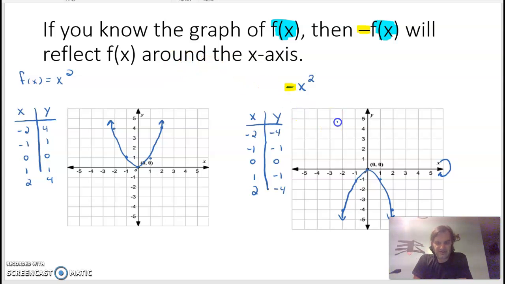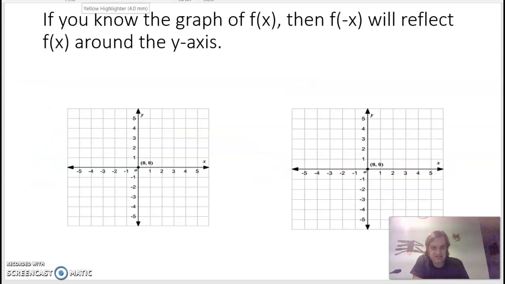So if you see one of our 5 functions, the square function, the square root, the cube root, or absolute value function with a negative in front of the function, and we'll go into more detail so it's clear later on, that means it's going to flip it over or rotate it around the x-axis.